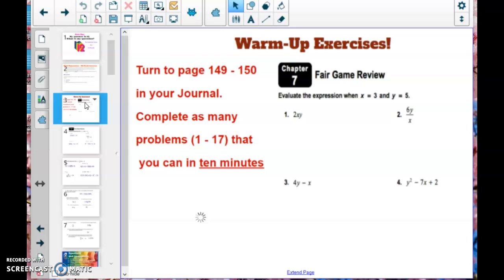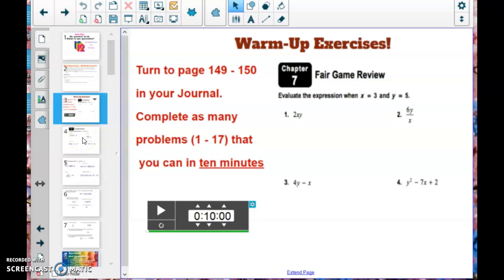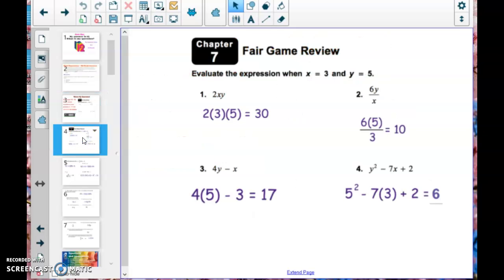First up, if you do have your journal, we're going to have students open up to pages 149 to 150, and I will give you 10 minutes to complete as many of those problems as you can. These are called the fair game review questions, so a lot of the questions will be reviewing things that you have done in the past. If you're watching this video at home, you can pause the video right now, go to pages 149 to 150 in your journal, and answer as many of those questions in the time that you can. I'm going to keep going in the video, but you, of course, can pause it and do what I asked you to do.